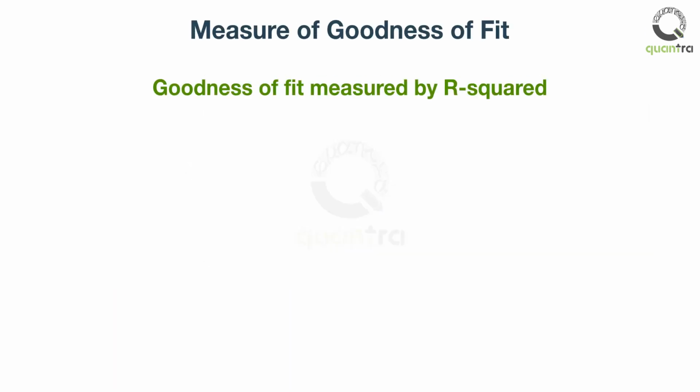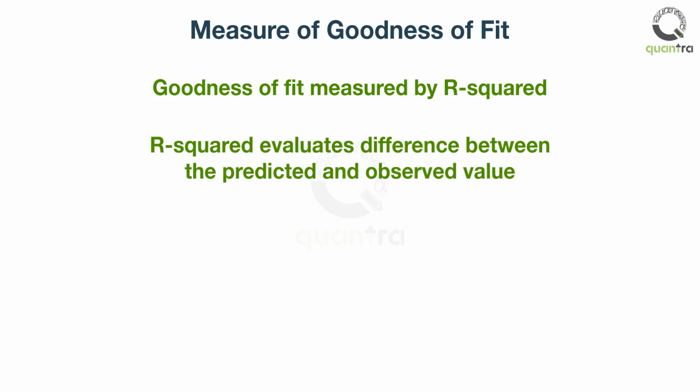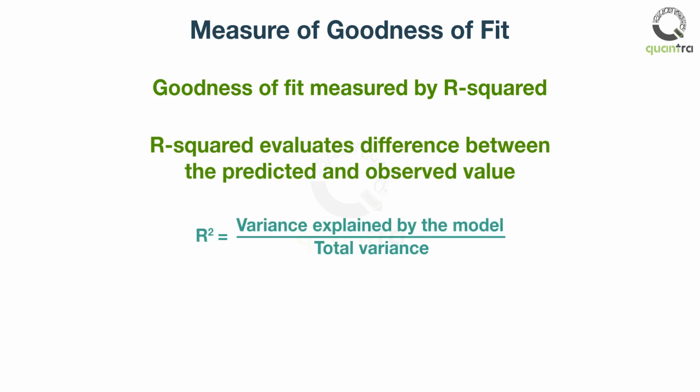The next step is to assess the goodness of fit through some numeric measures such as R-squared. R-squared evaluates the difference between the predicted and observed value. R-squared is the percentage of the dependent variable variation that a linear model explains. The calculations are covered in detail in the next notebook.